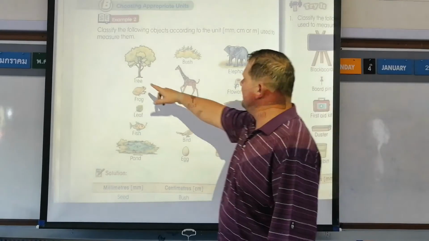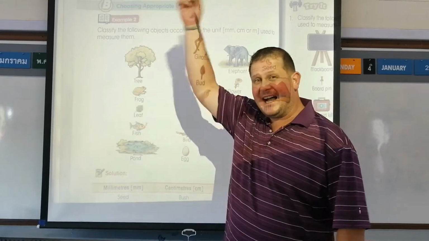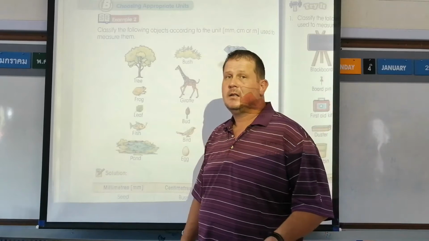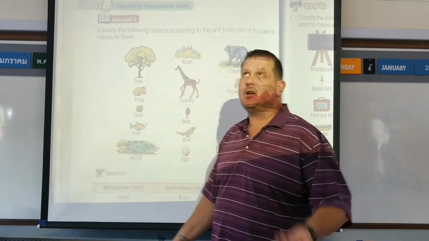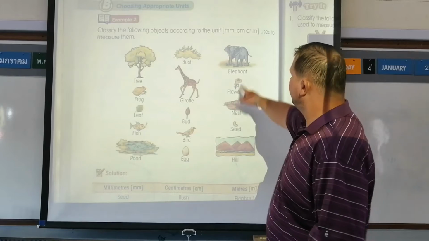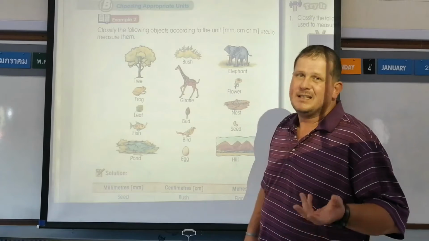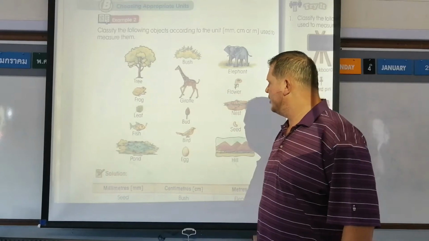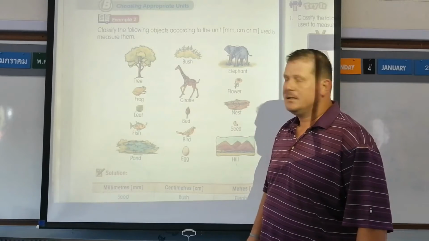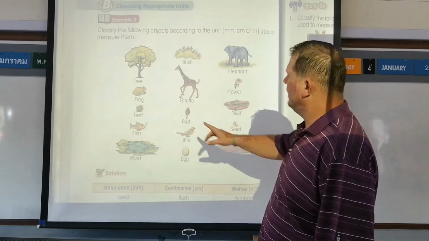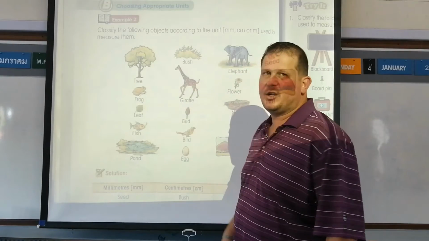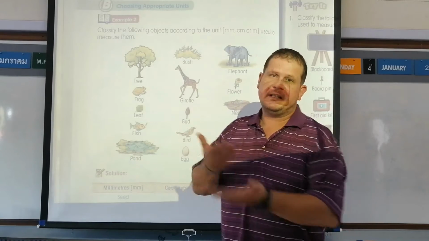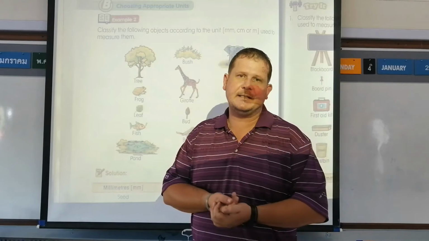For example, when you're going to measure the height of a tree, what are you going to use? You're not going to use millimeters, you're going to use meters. An elephant, again, you're going to use something like meters. A giraffe, meters. A frog, you're going to use centimeters and millimeters. It just depends. If it's exactly 3 centimeters, it's exactly 3 centimeters.